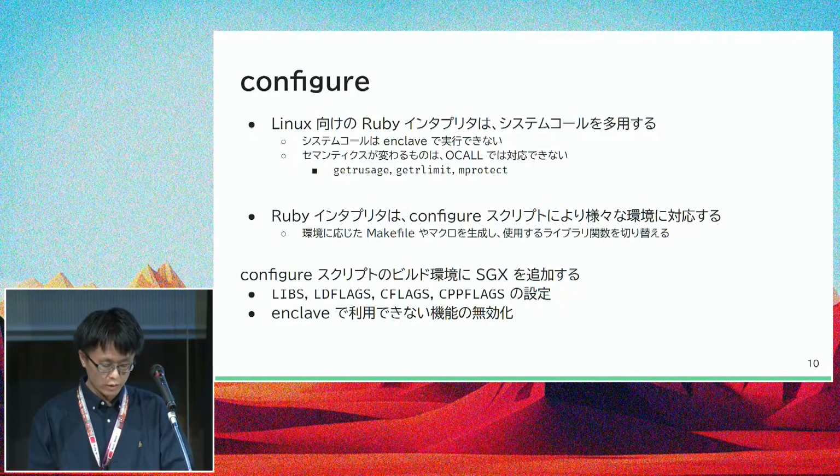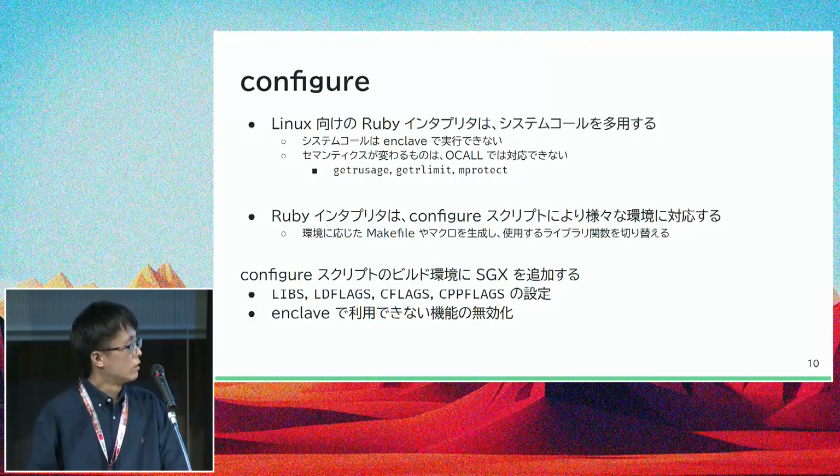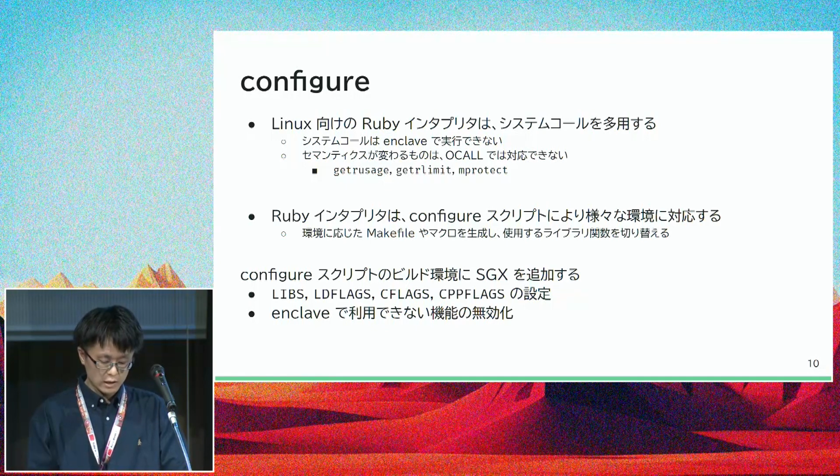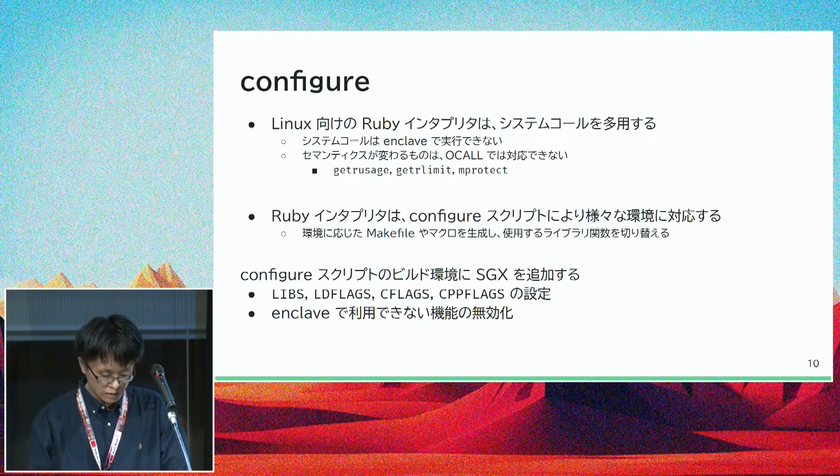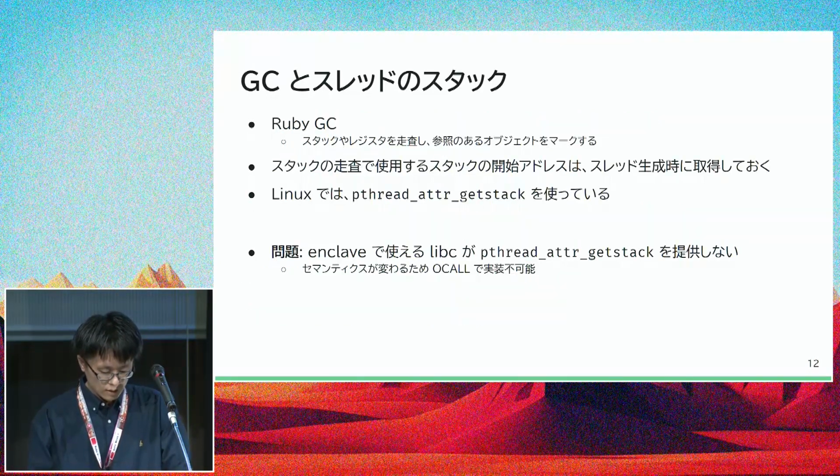What is the configure script? The interpreter is built at that time, and depending on the build environment, the script is used for making that. In the configure script, a new build environment is added as SGX. In the enclave, the libraries and compiler options as necessary are designated by that. In the implementation of configure, functions which cannot be used in the enclave can be disabled.